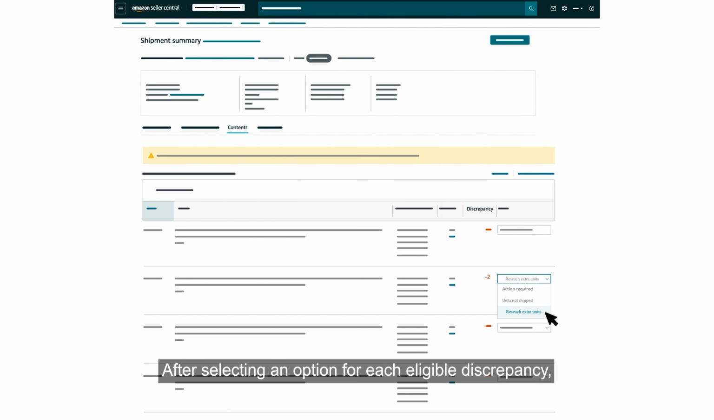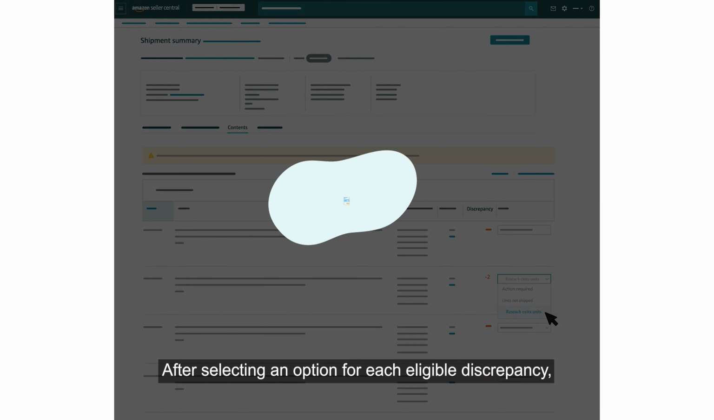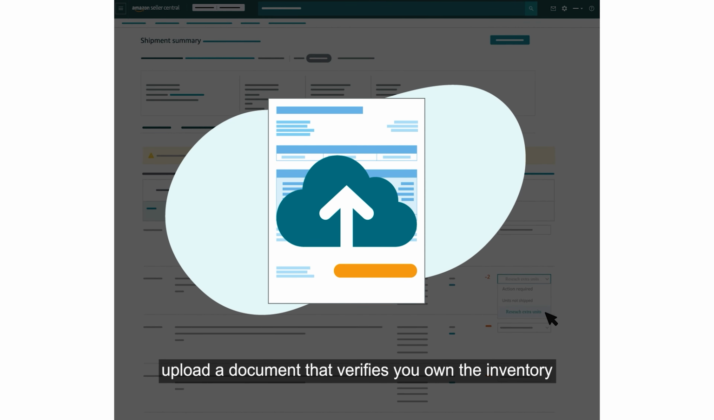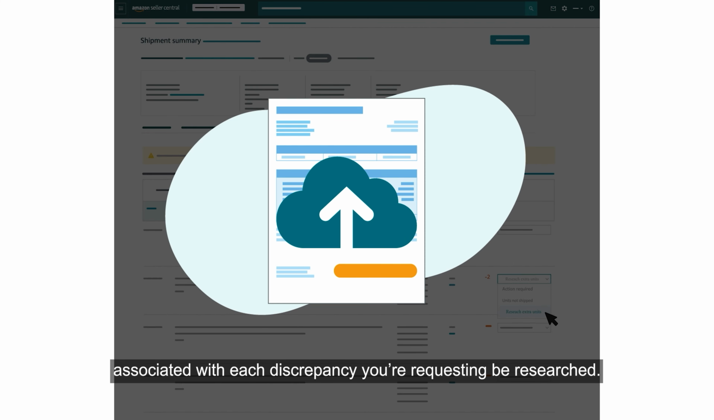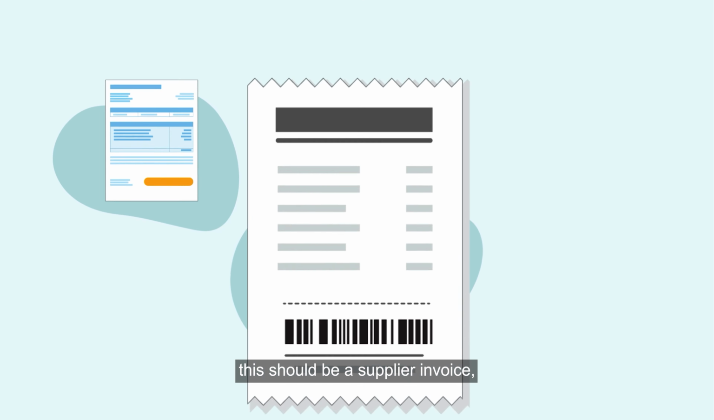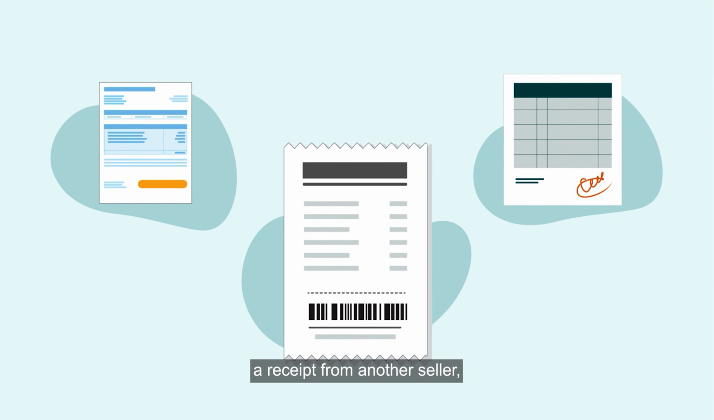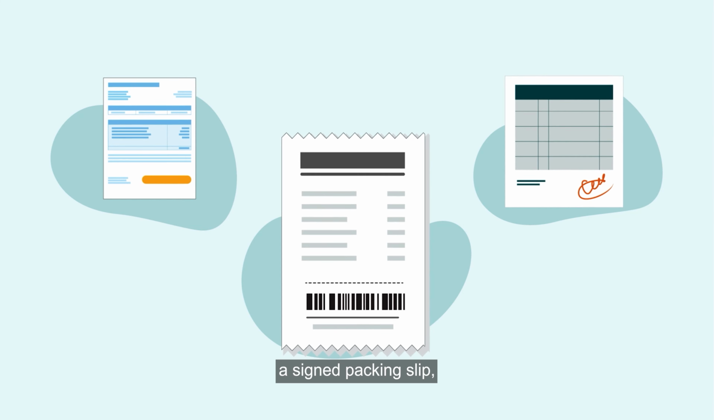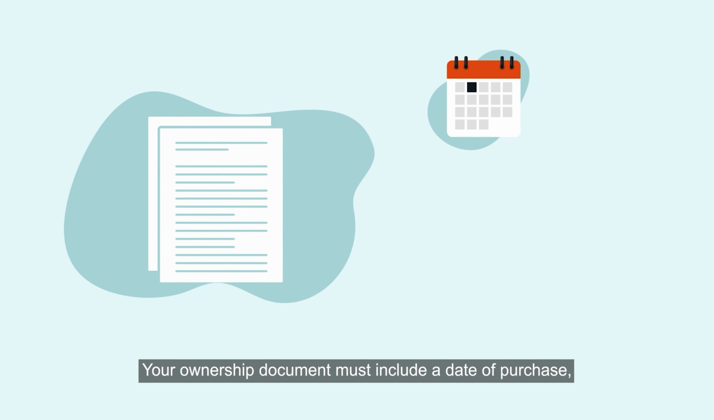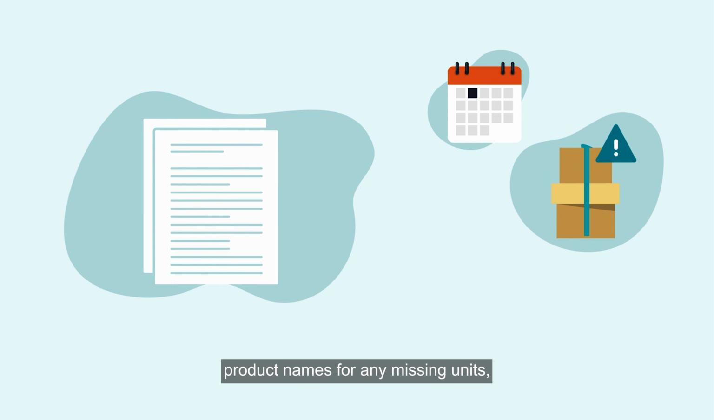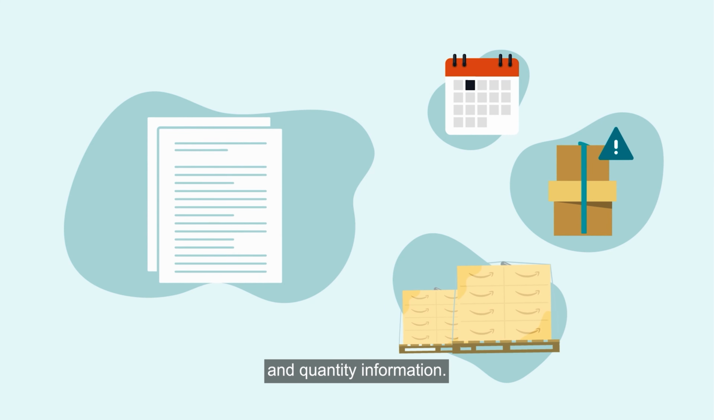After selecting an option for each eligible discrepancy, upload a document that verifies you own the inventory associated with each discrepancy you're requesting be researched. As a reminder, this should be a supplier invoice, a receipt from another seller, a signed packing slip, or a similar document. Your ownership document must include a date of purchase, product names for any missing units, and quantity information.